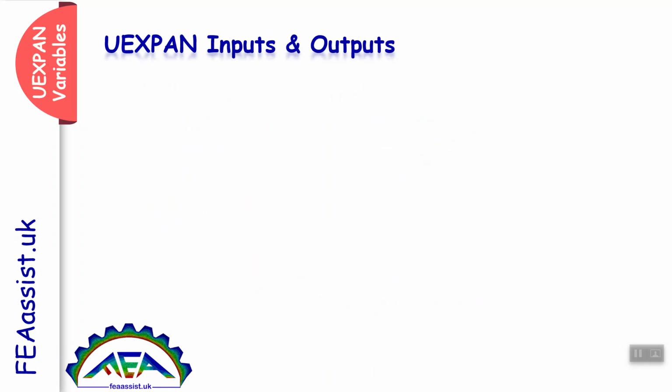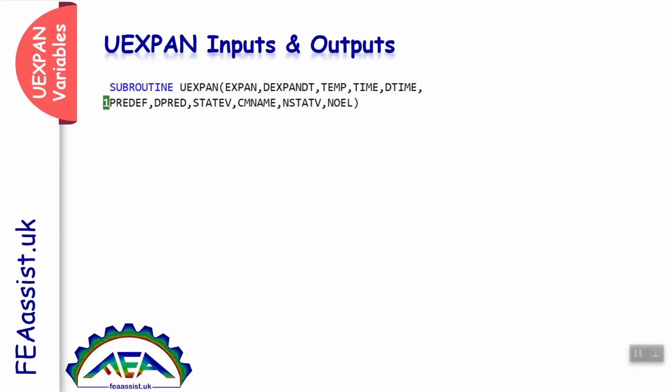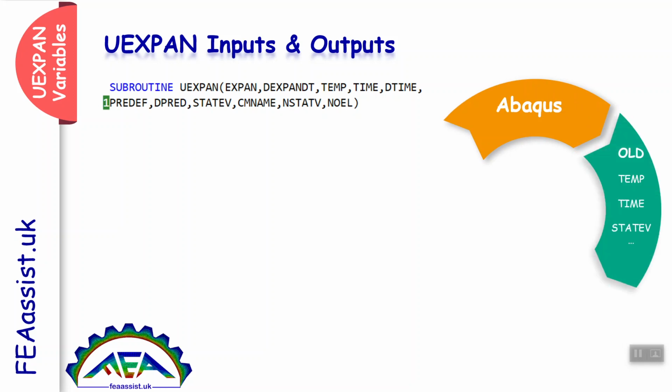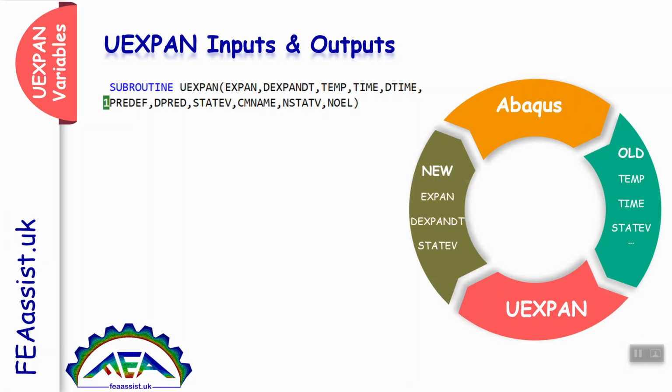UEXPAND variables. UEXPAND inputs and outputs. The UEXPAND subroutine has some inputs and we need to process them and export an output to Abaqus. In other words, Abaqus computes temperature, time, state variables. We need to use these variables in the UEXPAND subroutine and define the expansion coefficient and the derivative of the expansion coefficient with respect to temperature and state variables, and return these variables to Abaqus. Again, Abaqus uses these variables to recompute temperature, time, state variables. This is how UEXPAND and Abaqus interact with each other, which is necessary to understand well to write a good UEXPAND subroutine. For example, one of these variables, EXPAN.